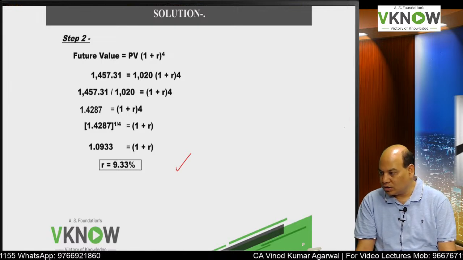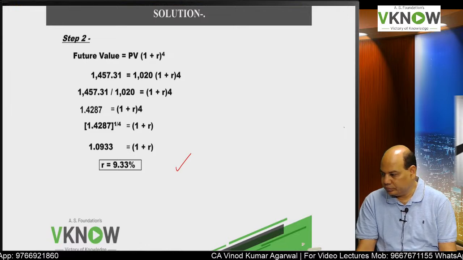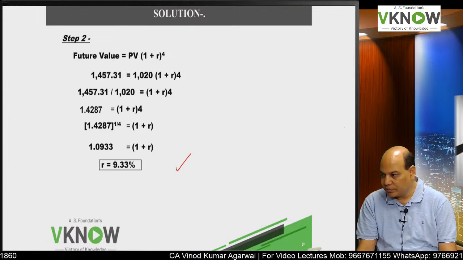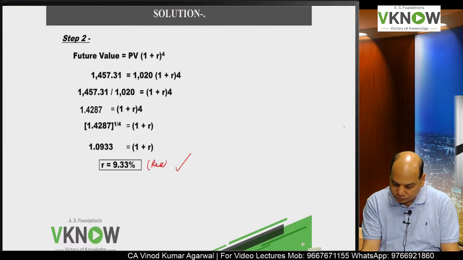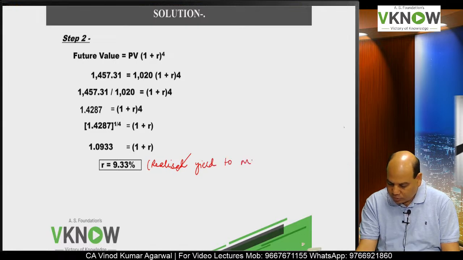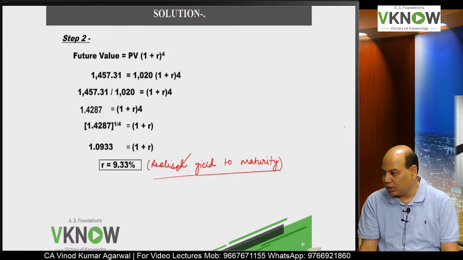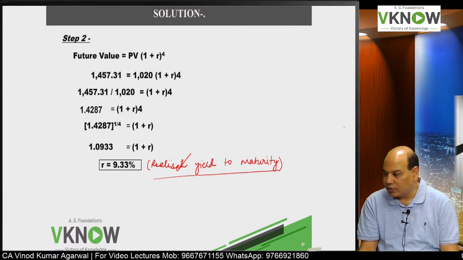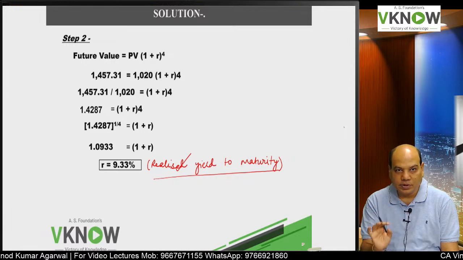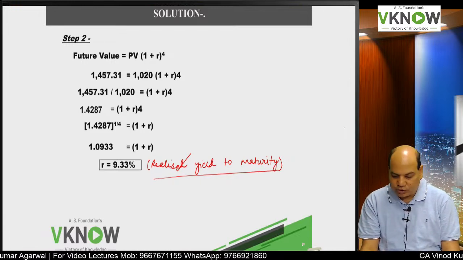Just check, did you get the same answer? Yes. So those who have got it right, please say yes. This is realized yield to maturity. If the cash flows are reinvested at 9%, this is the rate of return you will earn, that is realized yield to maturity. So that was a very simple question. Now we'll take a little advanced version of this.